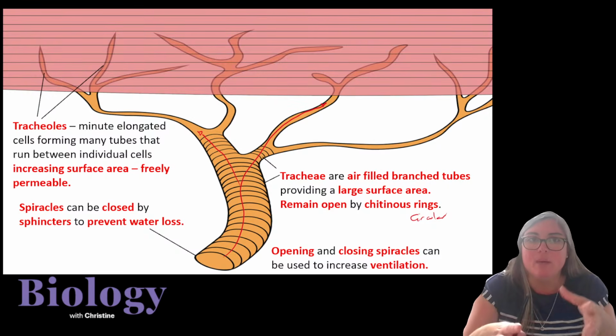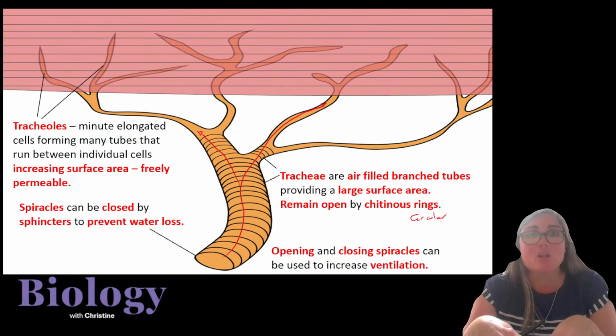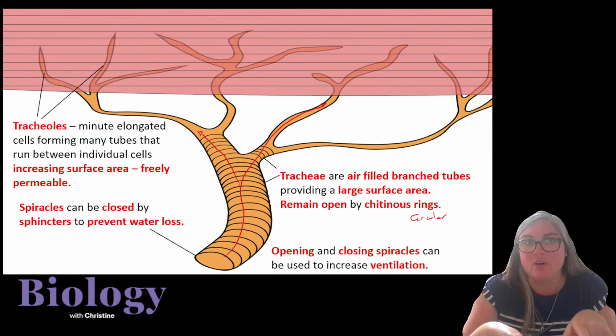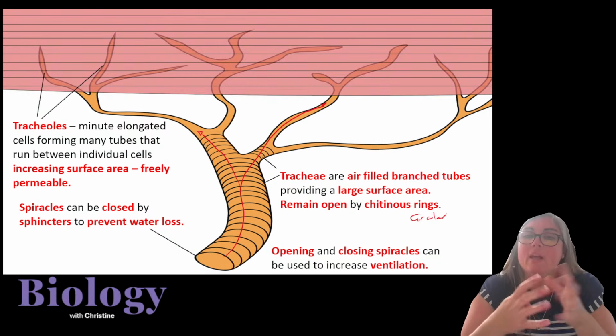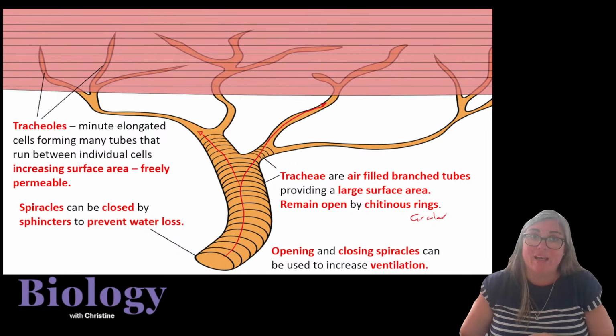Now what are we doing? By having these branches, we're going to increase the surface area, and therefore increase the points where exchange can happen.